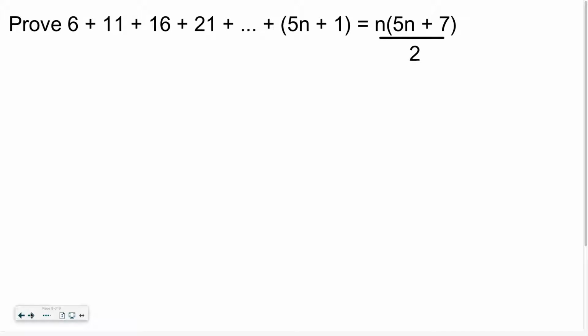So we want to prove that 6 plus 11 plus 16 plus 21 plus dot dot dot plus 5n plus 1 is in fact equal to n times 5n plus 7 all over 2. And all of yours will be set up in the same respect, like you're working with series. Not all inductive proofs are series, but ours are in chapter 9.